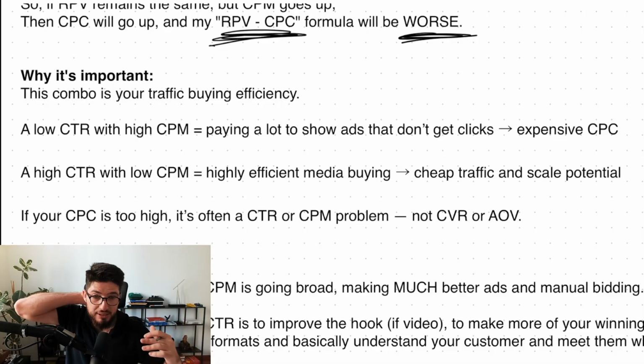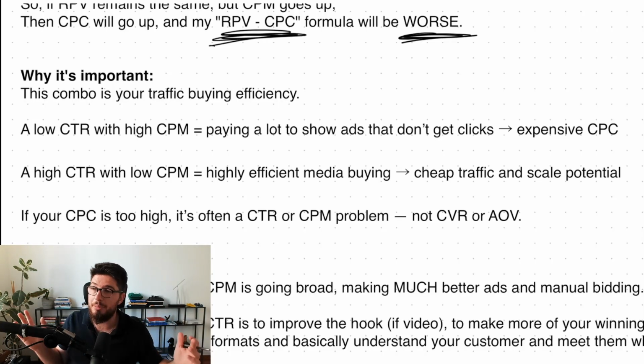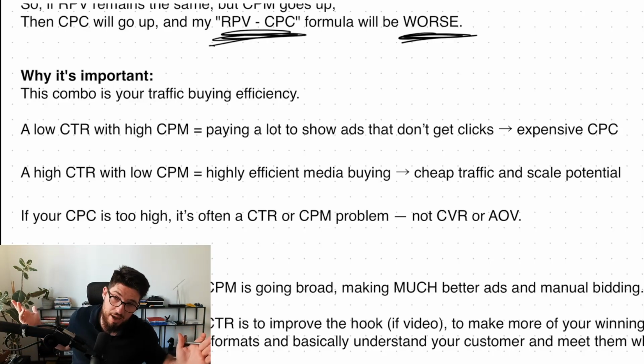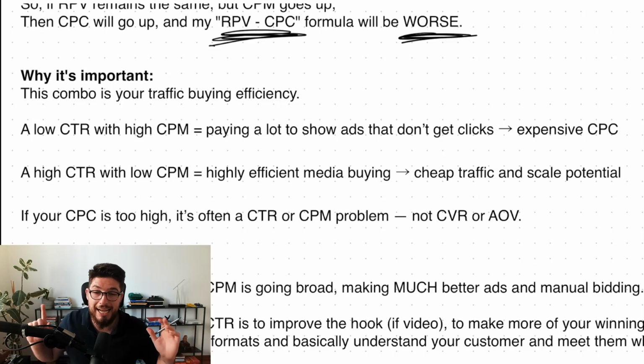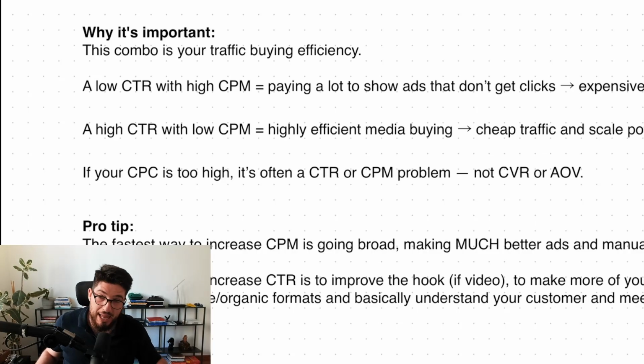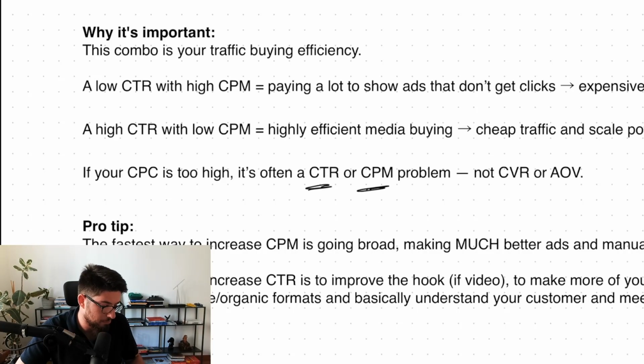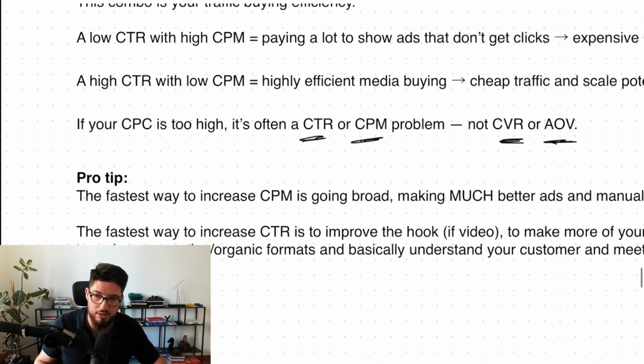That's it. But at the end of the day, everything is all about revenue per visit minus CPC. If you tell me my CPC is $3, I don't know if that's good or bad. It's high, but I don't know if it's profitable. And I care about profitable. I don't care about high or low or whatever. And if your CPC is too high, it's gonna be a CTR or a CPM problem. It's not about conversion rate or not about AOV. They are correlated, but it's not about that.